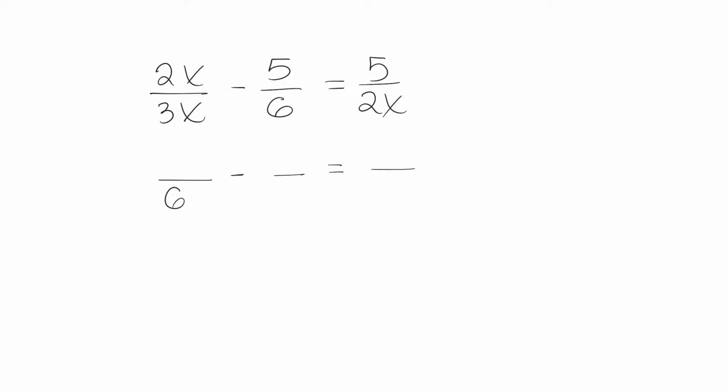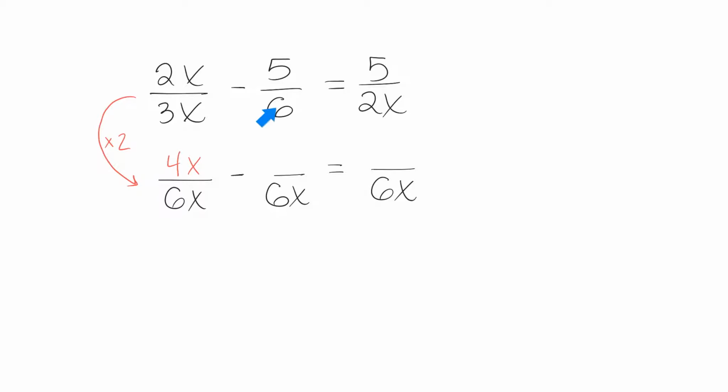And then let's look at our variables. What variable is common in 3x, 6, and 2x? X, just one. I just need one x. So that means we need our common denominator to be 6x. So we're going to look at this and ask ourselves, 3x times what equals 6x? And we're going to need to multiply by 2. So 2x times 2 is 4x.